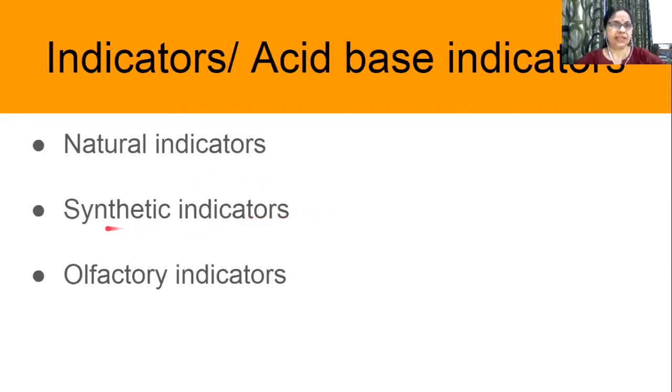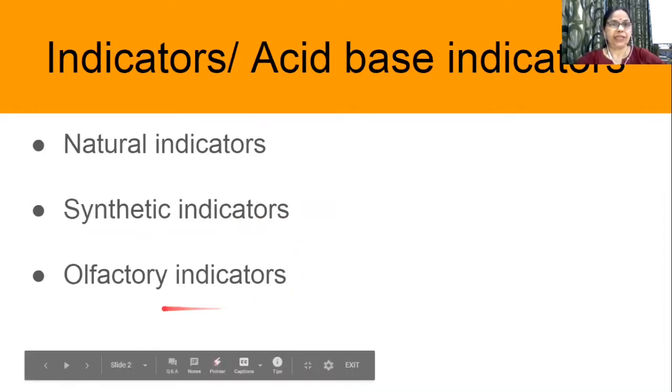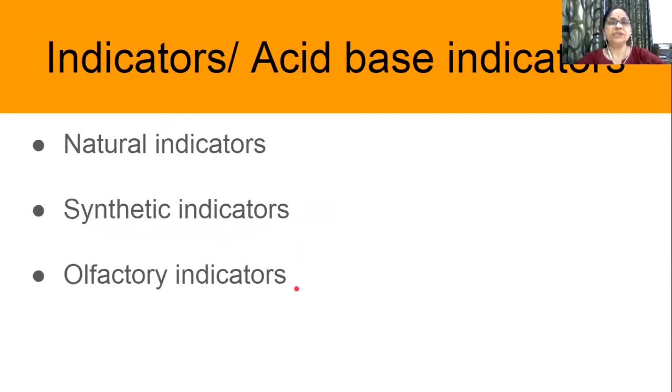Next is synthetic indicator. Synthetic indicators are prepared in laboratories. For example, phenolphthalein, it is a synthetic indicator. Then comes olfactory indicators. Olfactory indicators are those indicators which change their smell in acidic and basic medium, and a very good example of olfactory indicators is vanilla.